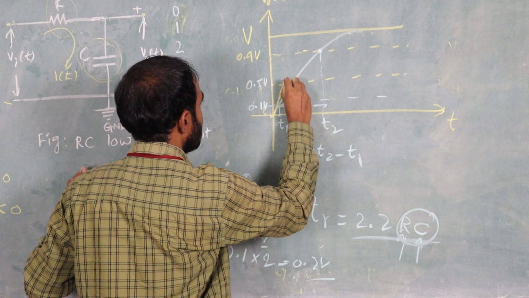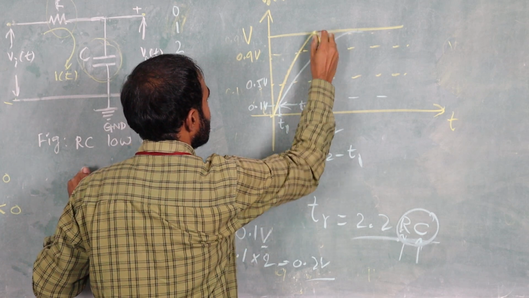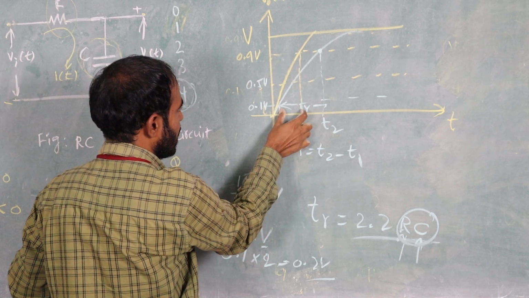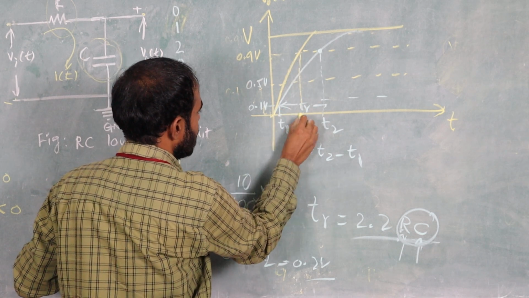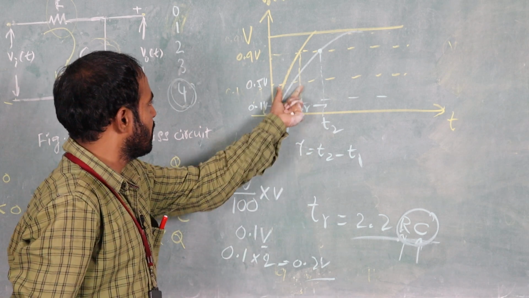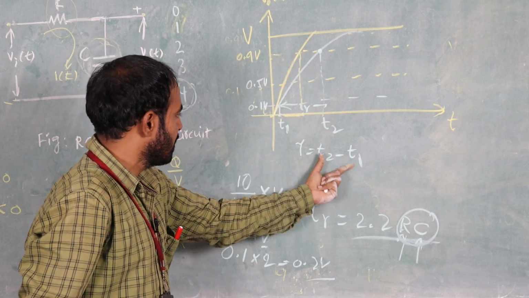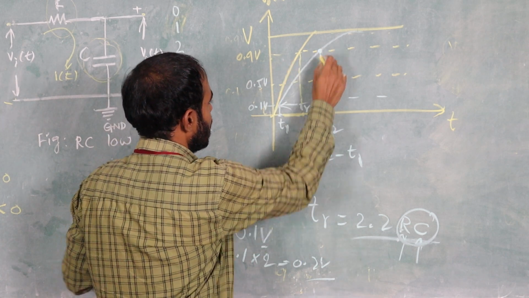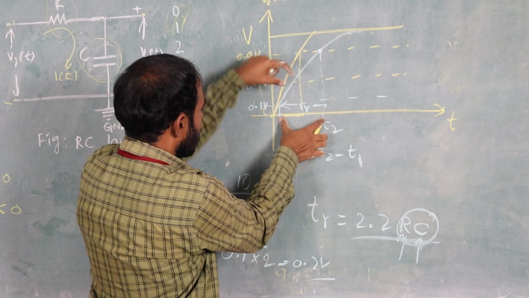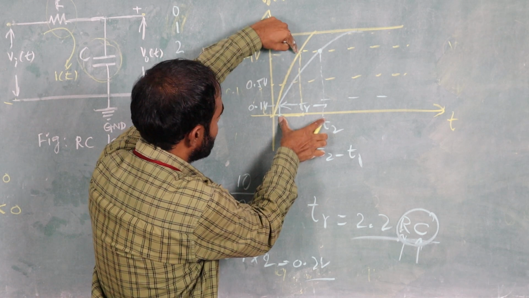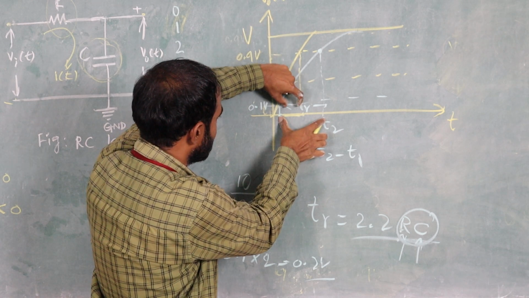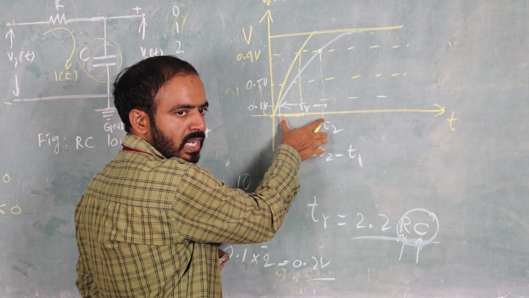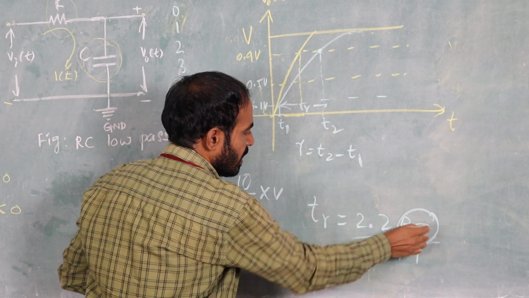If you take small RC, within this interval only it will reach the final value. If you increase RC, it takes more time. See here, this waveform has taken more time compared to this one. To reach 90%, it has taken only this much time, but to reach this level, this waveform has taken more time. That depends on the R and C values.